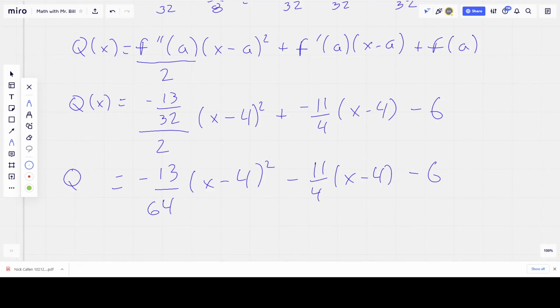And that's it. So we found both the linear approximation and the quadratic approximation of that function. And that completes our problem.